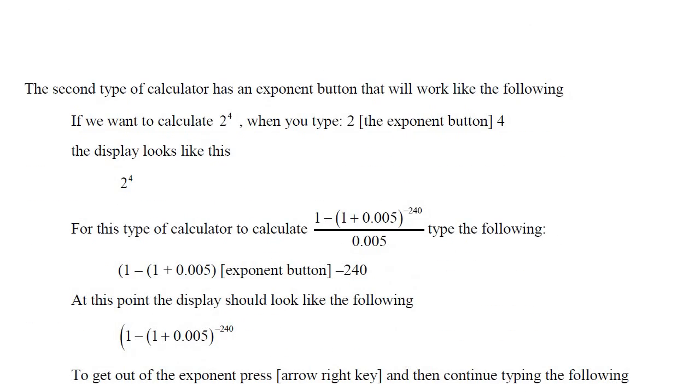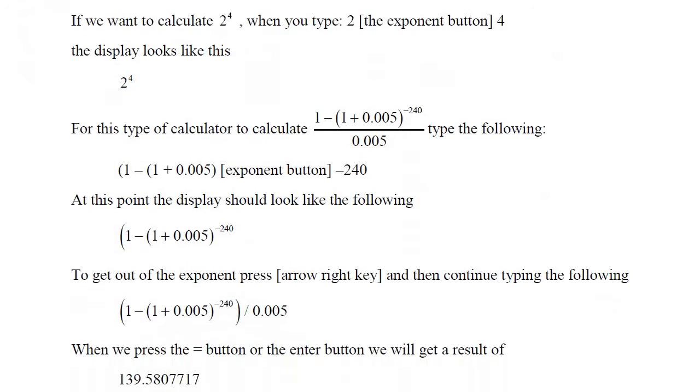Alright. If we have the second type of calculator, where when you type in your exponent, it makes it look like an exponent, then with that type of calculator, we have to do the following. So we're going to do open parenthesis 1 minus open parenthesis 1 plus 0.005, our exponent button, followed by negative 240. Again, notice this is our negative symbol and not our subtraction symbol. At this point, our display should look something like this, where my exponent, the negative 240, is sort of written up high. To get out of the exponent, we're going to have to press the arrow to the right key to get back down on the main line.